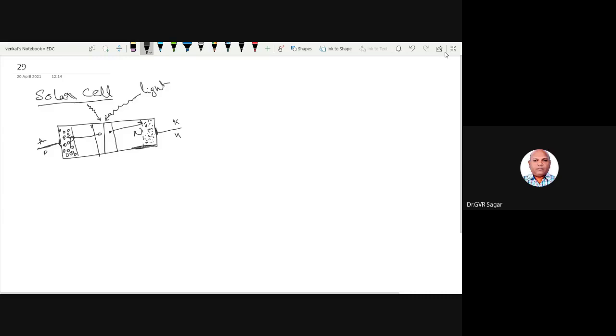So I complete this path. I want to complete this path. What I'm doing is connecting a light here. I'm connecting a bulb here, right? So this bulb will glow. The electrons come through this and fill the holes. As long as the electrons are coming and falling, this bulb is continuously glowing, right?